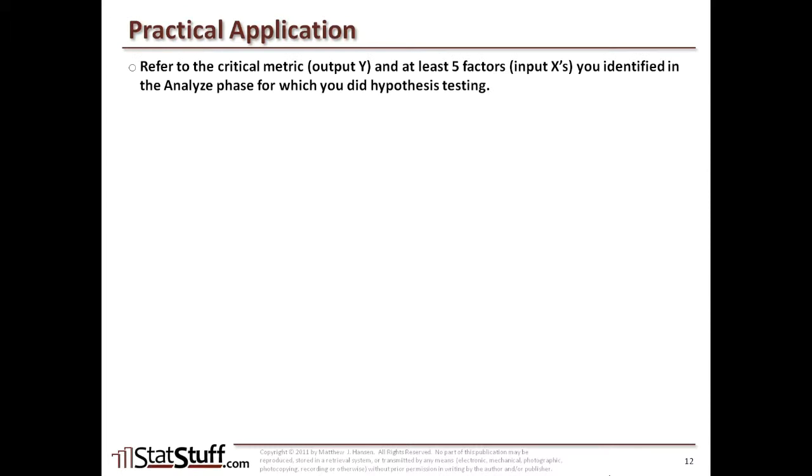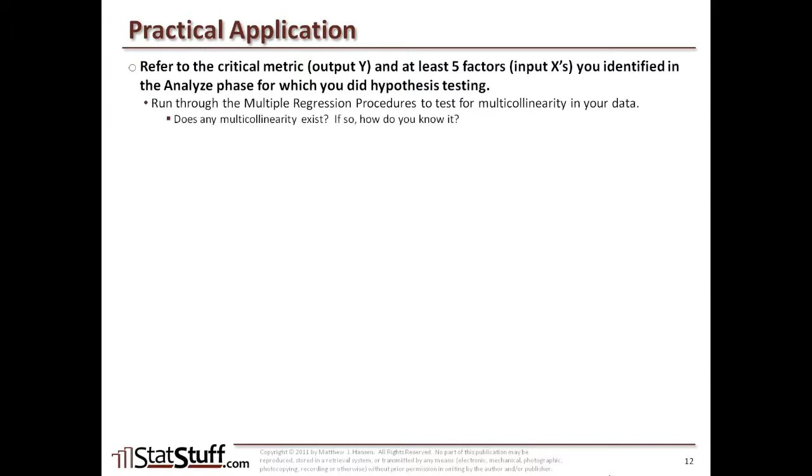All right, before we close this lesson, let's discuss how we can apply some of these concepts in a practical way. I'd like you to go back again to the output Y and those factors you identified all through the analyze phase and doing the hypothesis testing, and run those through the multiple regression procedures that we've used in this exercise to test for multicollinearity that may exist within your data. And ask yourself, is there any multicollinearity that exists? And if so, how do you know it exists?